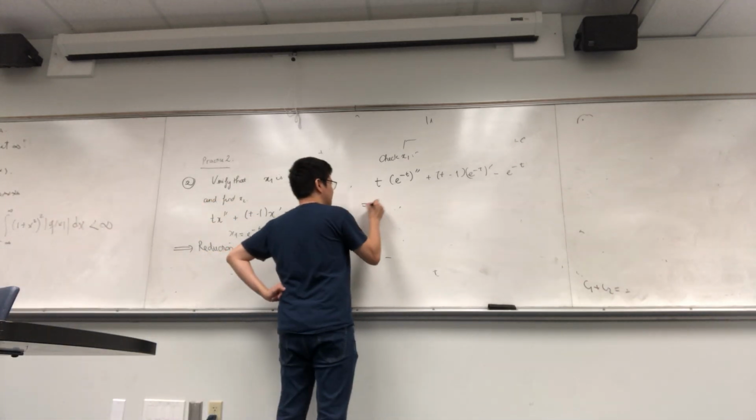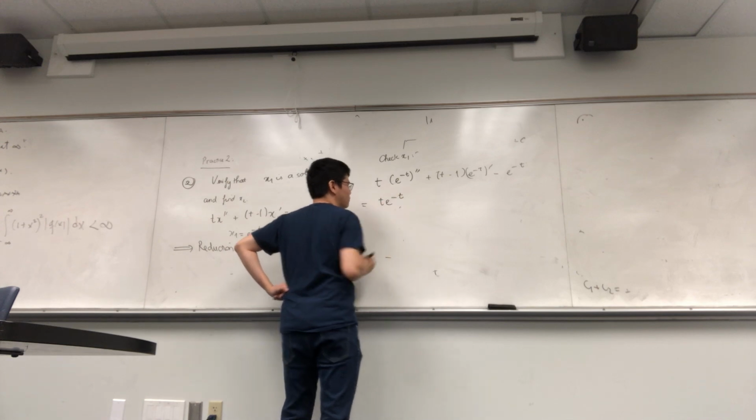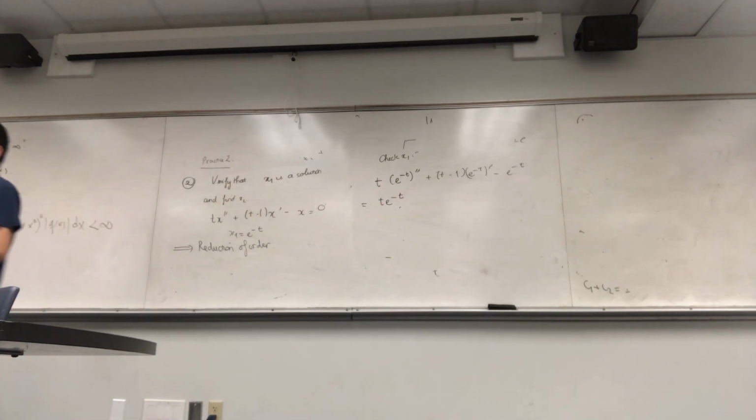So the second derivative of e to the power minus t is e to the power minus t. What is the first derivative? Yes? Negative e to the power minus t.